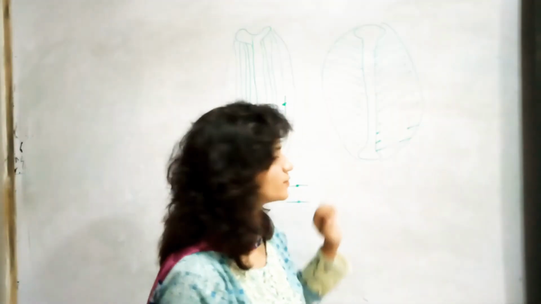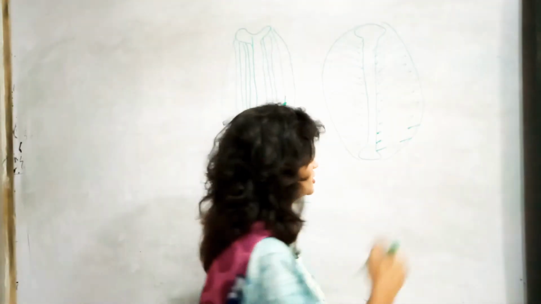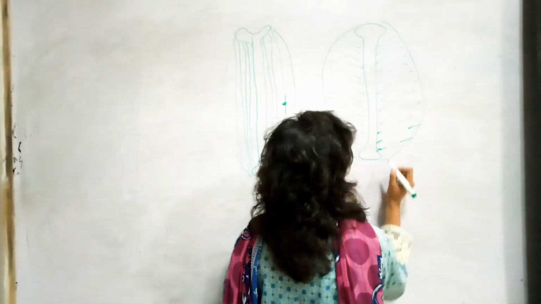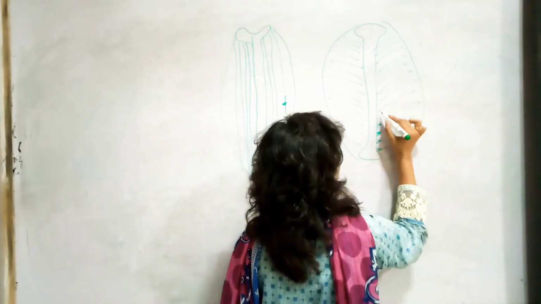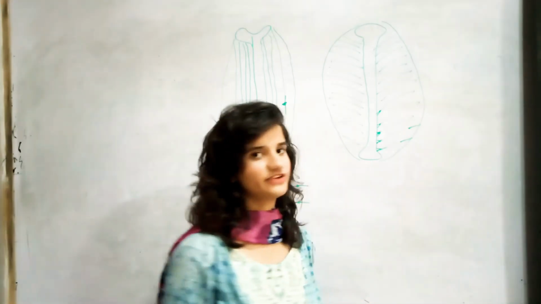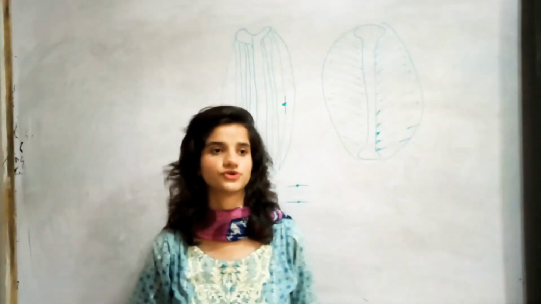So they can have more than one angle of pennation. It can be like two angles of pennation, different angles of pennation. So one fiber can have different angles of pennation. So this is a basic difference between both of them.